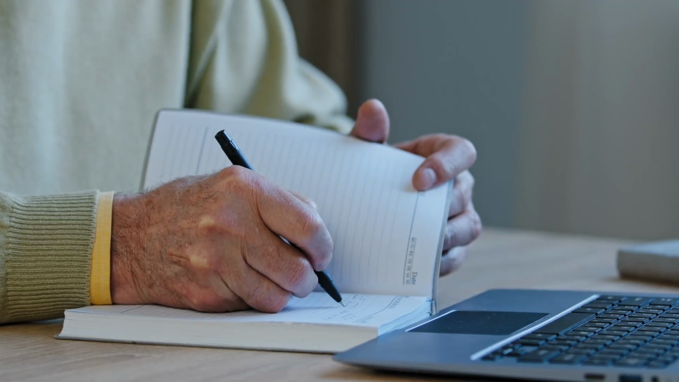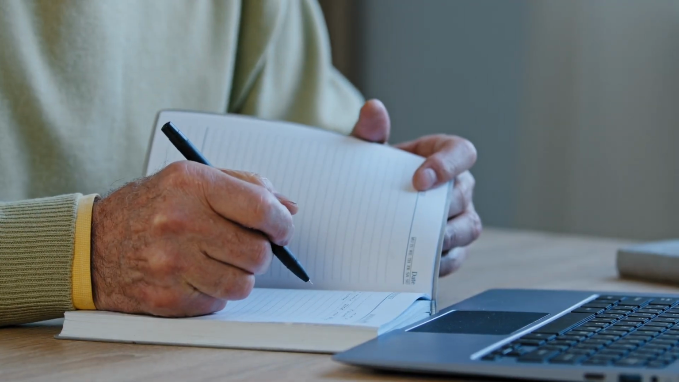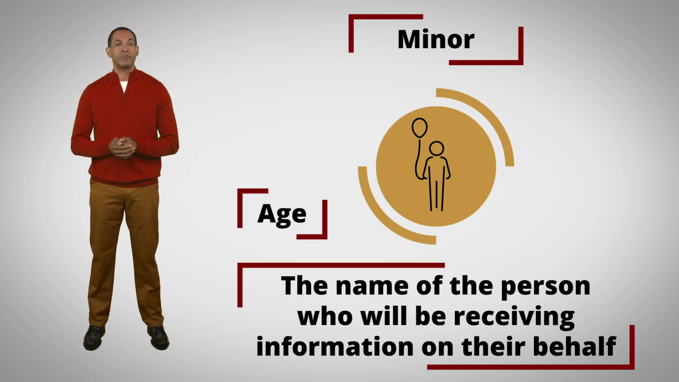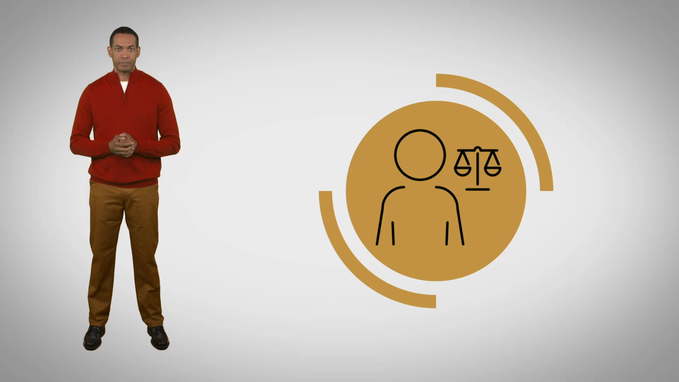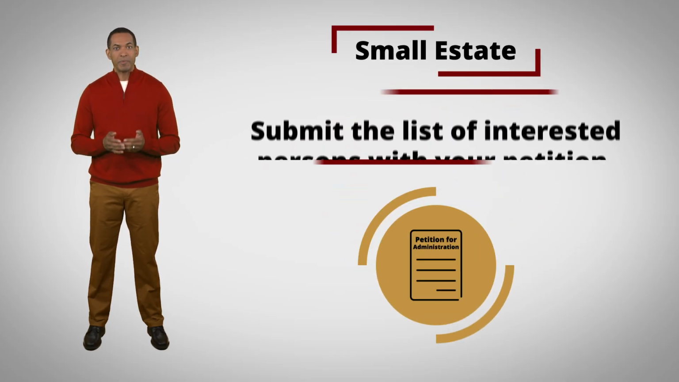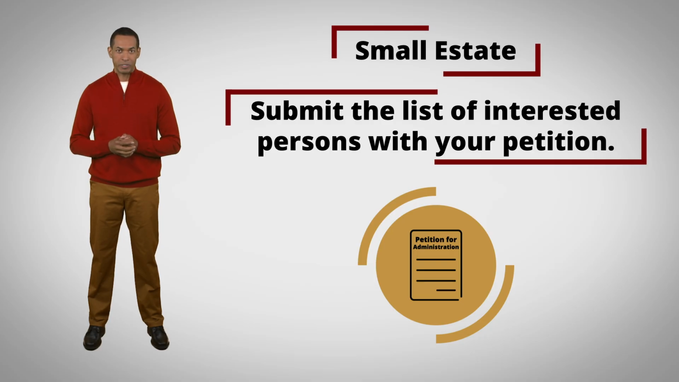Make a list of all legatees, heirs, and their addresses. If an heir or legatee is a child who is a minor, include their age and the name of the person who will be receiving information on their behalf. Talk to a lawyer if you have questions. If you are filing a petition to administer a small estate, submit the list of interested persons with your petition.